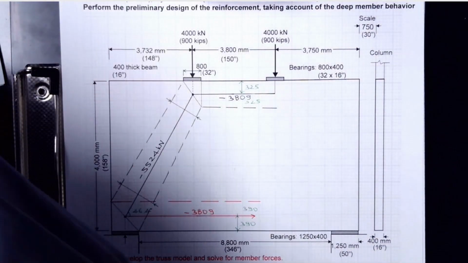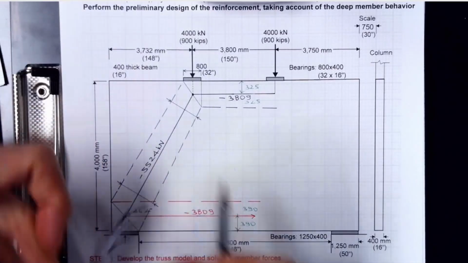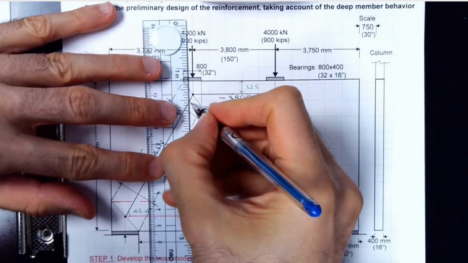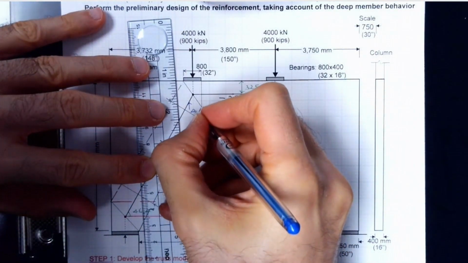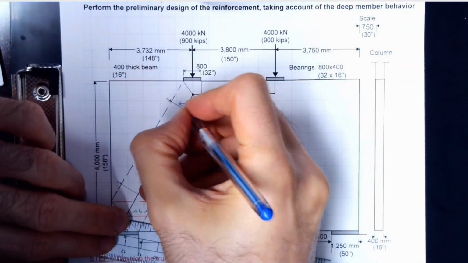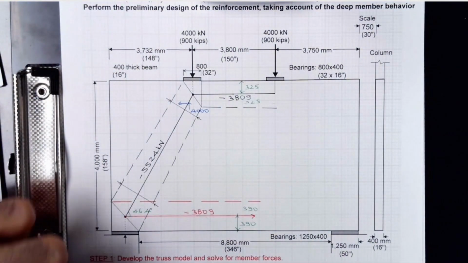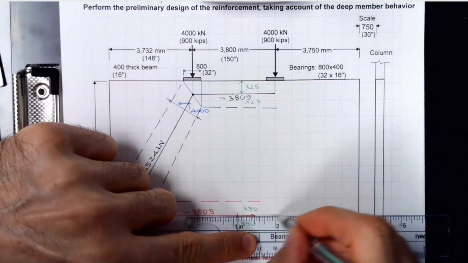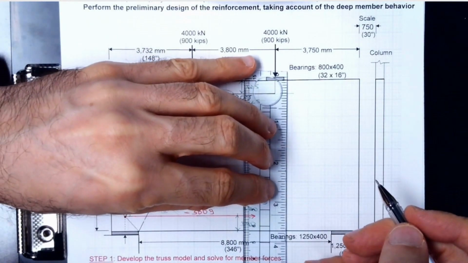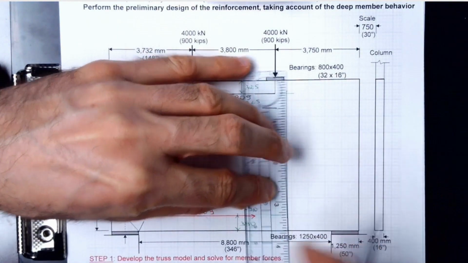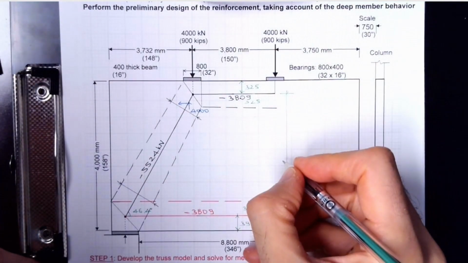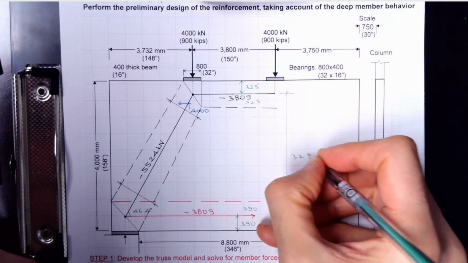I mean, here you are just doing a truss analysis. It's nothing other than a truss analysis. You have 4000. So, you know, this is going to be 4000. Use the angle. The distance from here to here would be 3255. Let's double check.